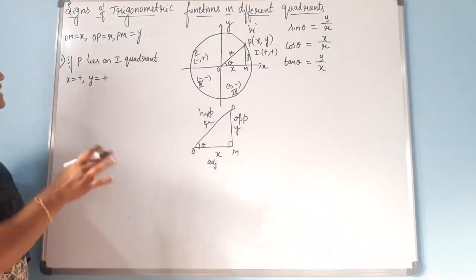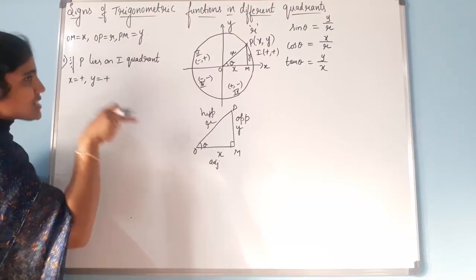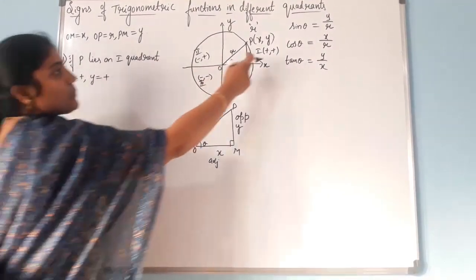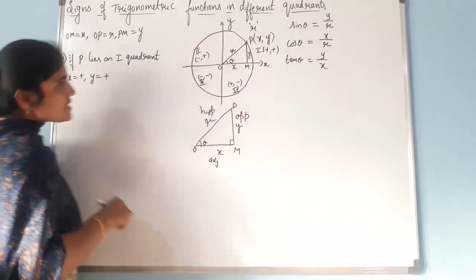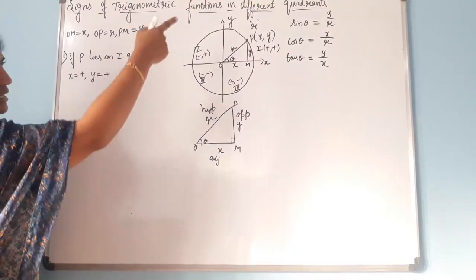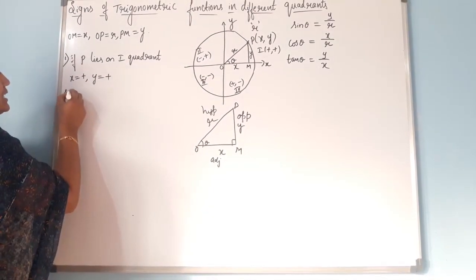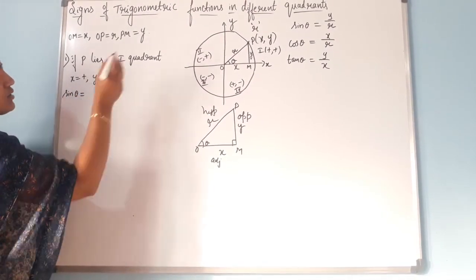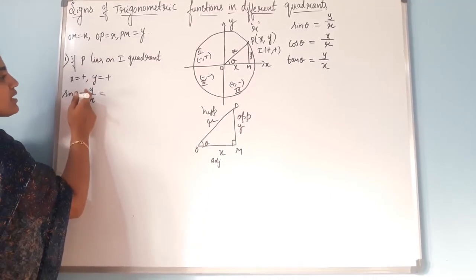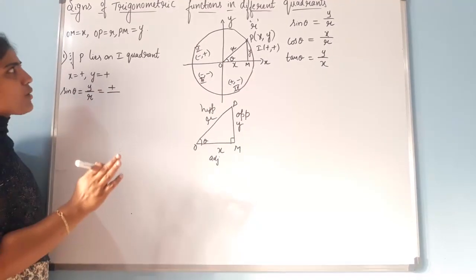Now see here. If the point P lies on the first quadrant, what about the sign of x and y? Both are positive. x is positive and y is positive. So let us apply these sign notations in those 3 trigonometric functions. See here, sin theta. Sin theta is equal to, what is the definition? y by r. What is the sign of y? Plus, by r. Radius is always positive.